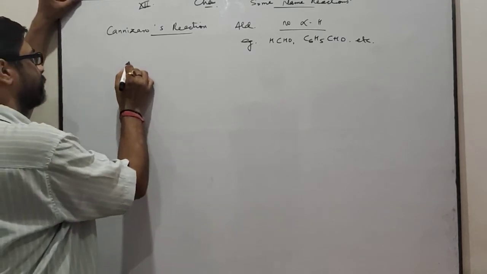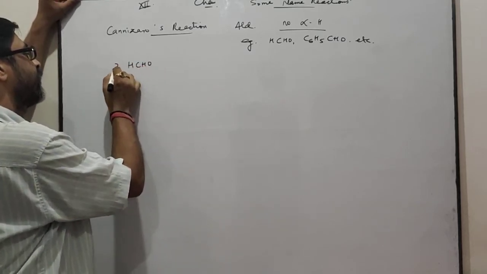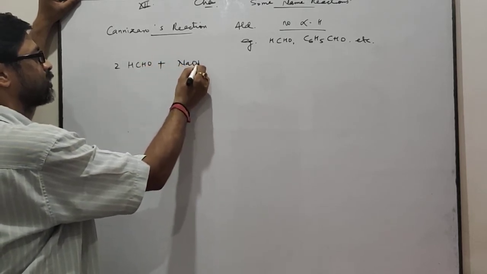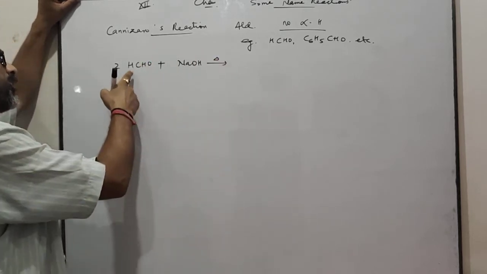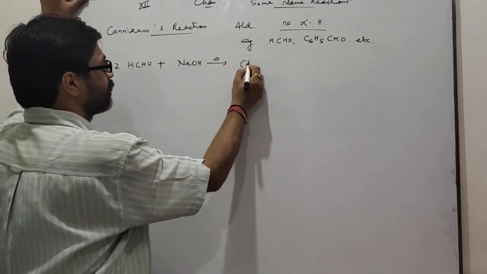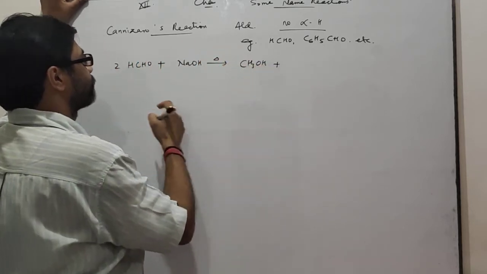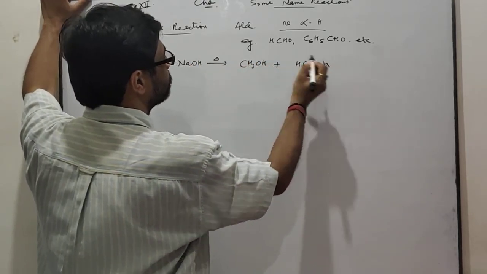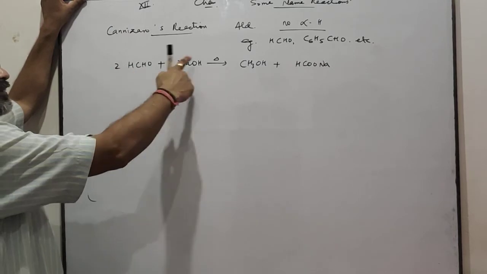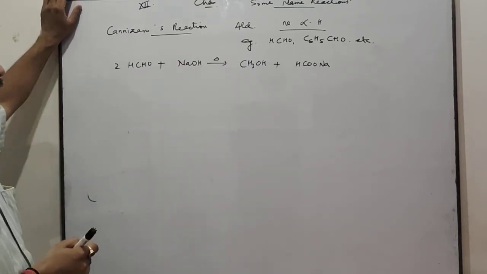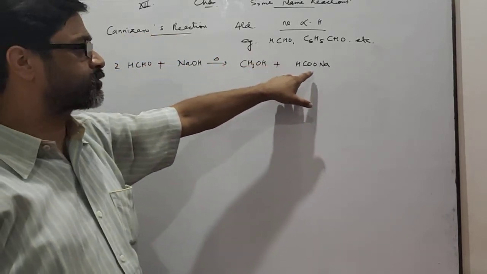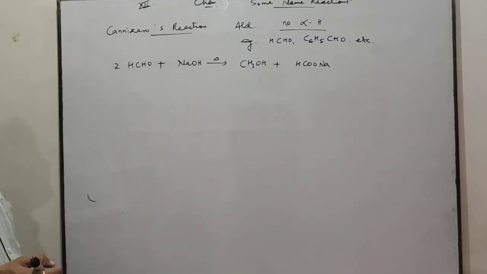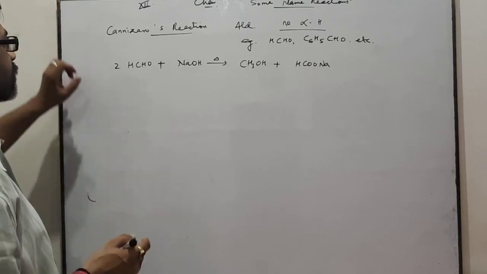In this reaction, when the aldehyde is heated with caustic soda solution, one molecule of aldehyde gets reduced and another molecule of aldehyde gets oxidized. One molecule gets reduced to the corresponding alcohol and another molecule gets oxidized to form the sodium salt of carboxylic acid. This reaction is known as the Cannizzaro reaction.